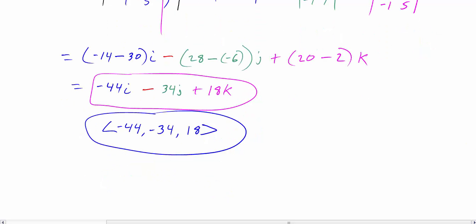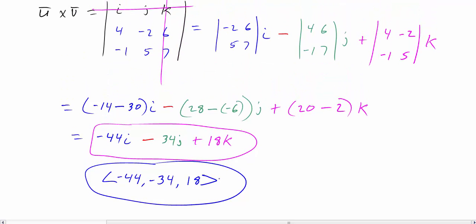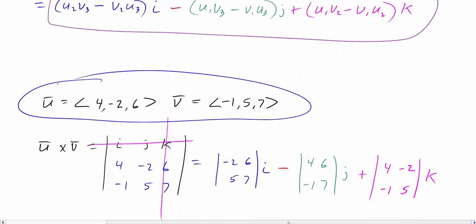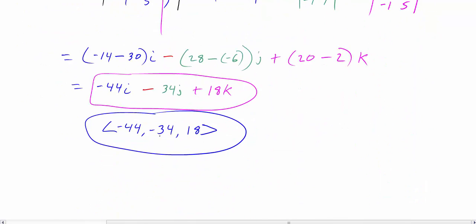Now, when we find the cross product, something else that's happening here is this vector is going to be perpendicular. Okay, in other words, it's going to form a right angle with these other two original vectors. So however these vectors are in space, this new vector from the cross product is going to be perpendicular to both of them.